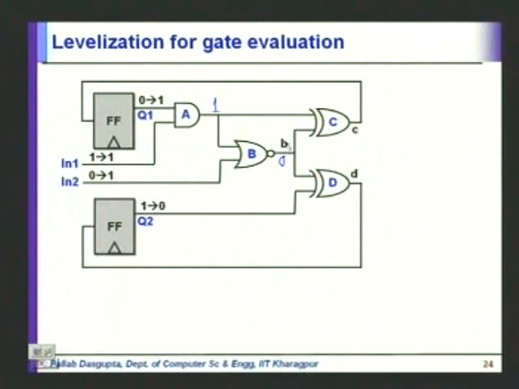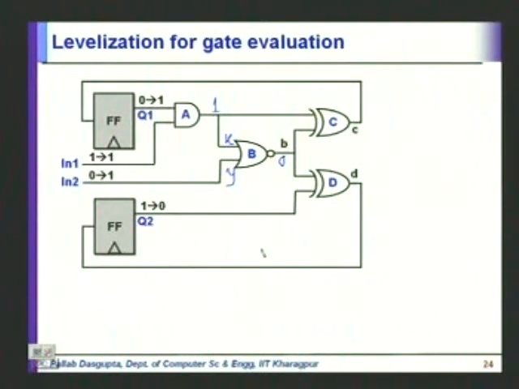So I will evaluate B after I have evaluated this x and after I have evaluated this y. After they have been completely evaluated, then I will evaluate B. It should not be the case that I evaluate x, then evaluate B using the previous value of y. No, x and y must reach their new values and only then I will evaluate B.